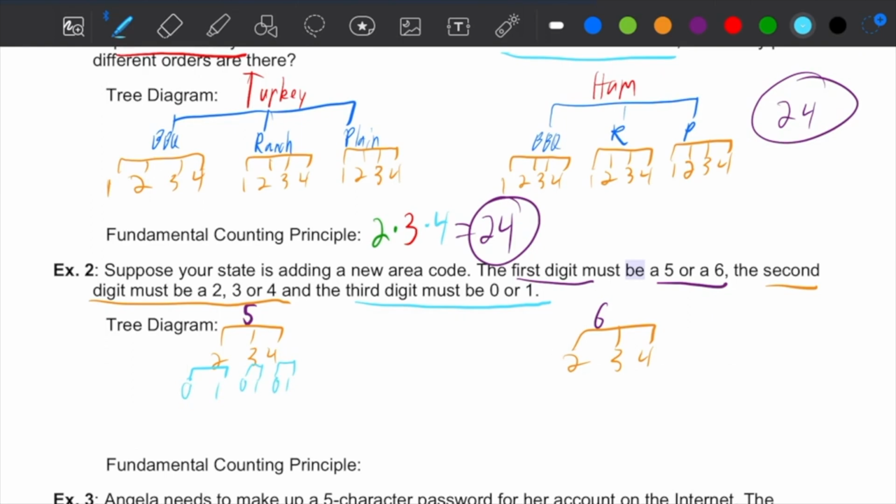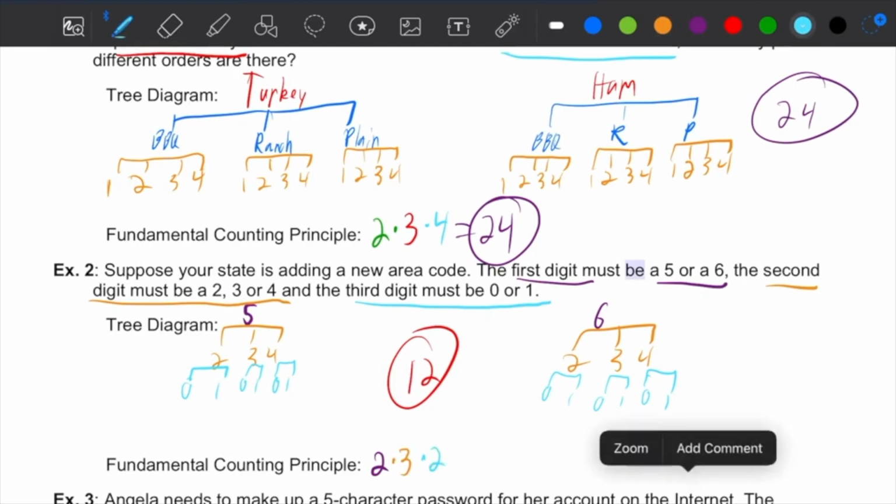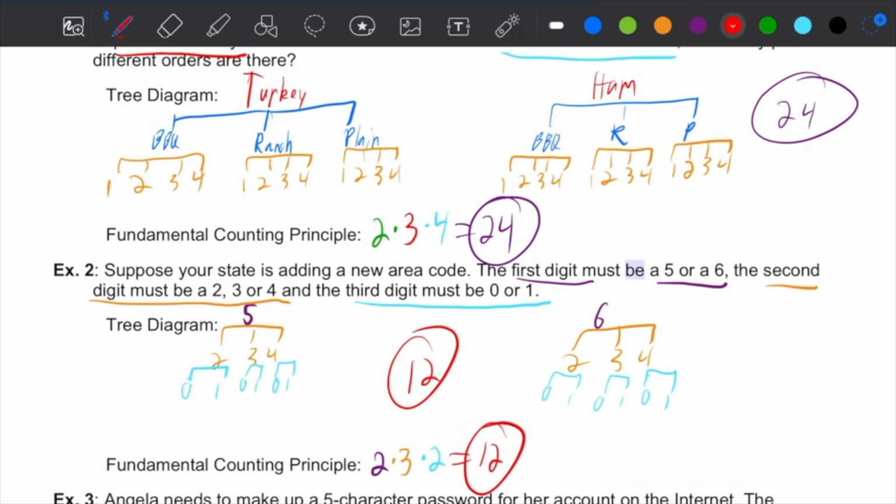So you could have 5, 2, 0, 5, 2, 1, 5, 3, 0, so on and so forth. And same thing, you could have 6, 2, 0, 6, 2, 1, 6, 3, 0, 6, 3, 1, and so on and so forth. And you end up getting a total of 6 plus 6, 12 outcomes. Whereas the other way we could do it is say, okay, the first digit, 2 different options. The second digit, we have 3 different options. And the third digit, you have 2 different options again. So you take 2 times 3 times 2, and you get 12. Once again, much, much quicker.